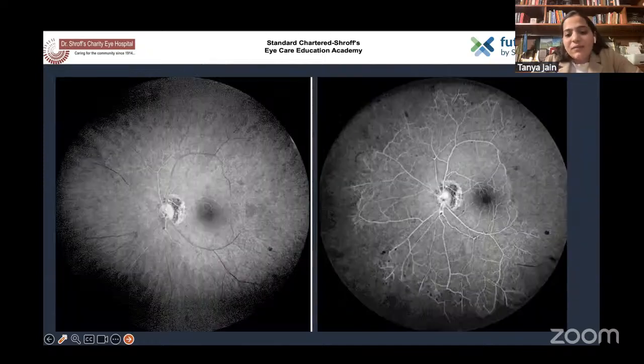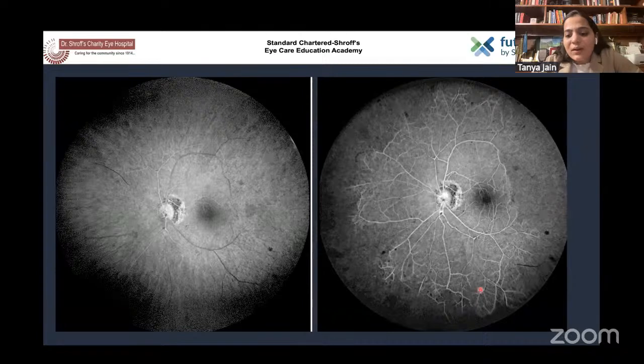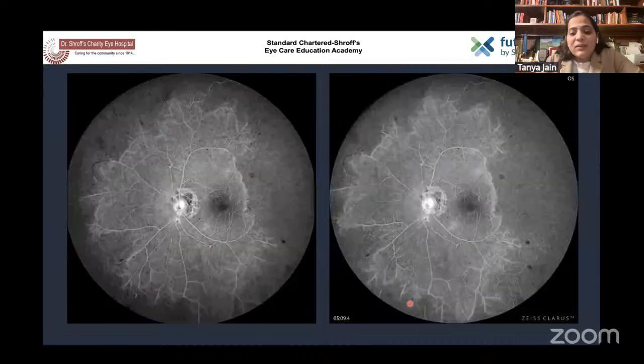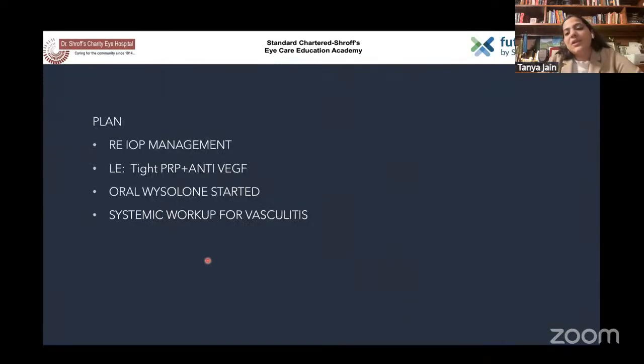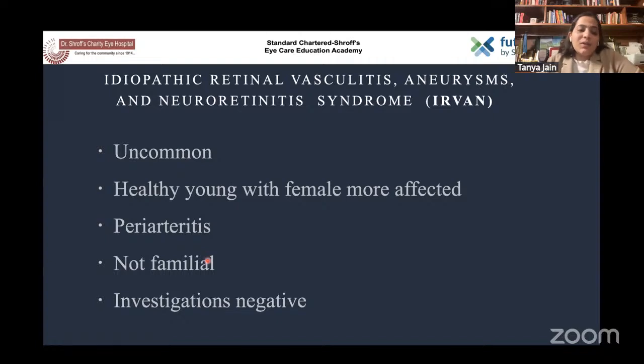But if you look at the FFA, you can see that the whole of the retina is ischemic, the peripheral retina. Only this macular area and bit of the nasal area is vascularized. Otherwise, there is widespread ischemia. In this patient, a diagnosis of IRVAN was confirmed. The patient was given PRP and IOP management, started steroids, and the patient did well.